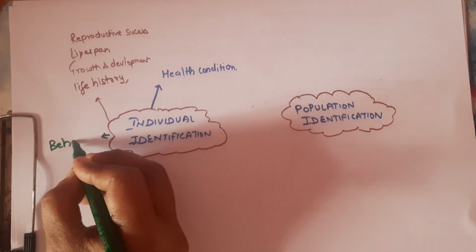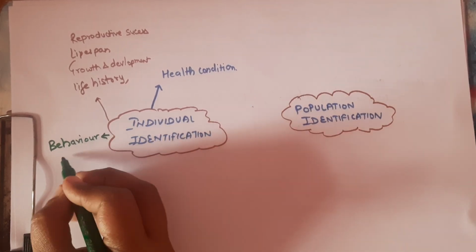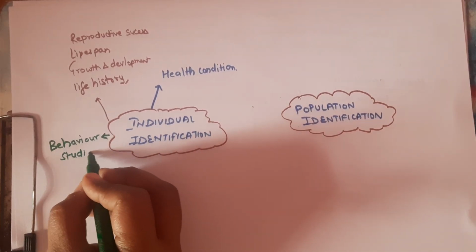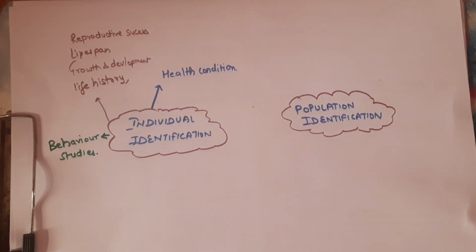Okay, so the third important thing we learn from the individual identification is behavior study. Identifying the individual is crucial for studying animal behavior, such as how it interacts with other species, that is social interaction, and what its foraging strategies are.